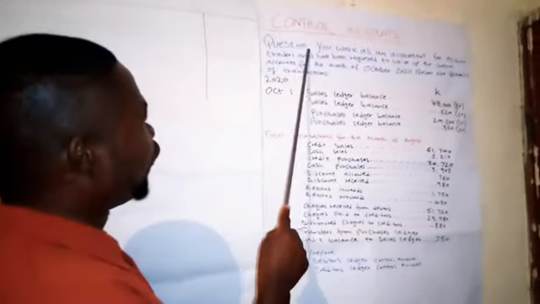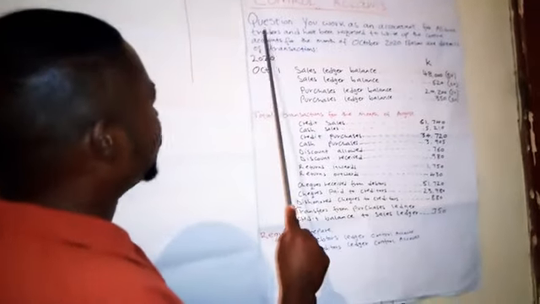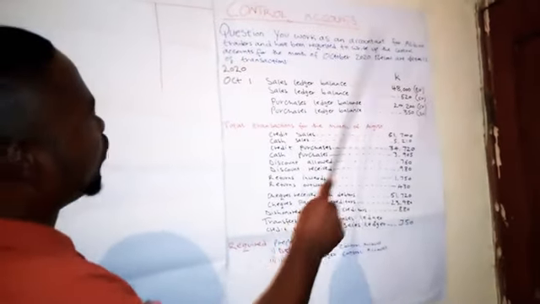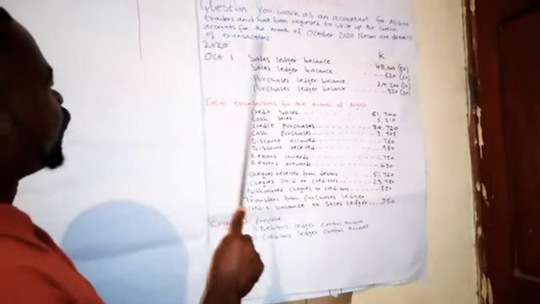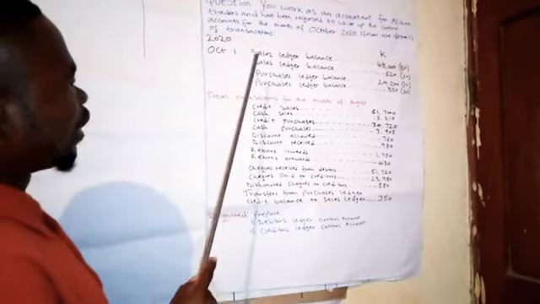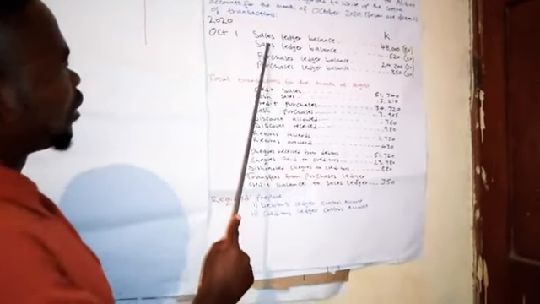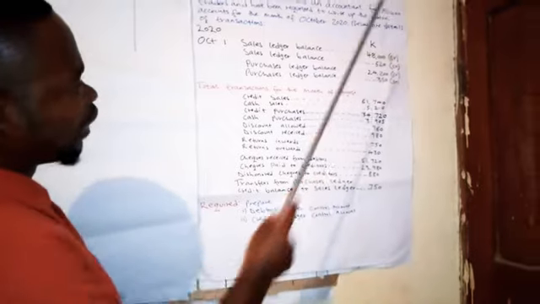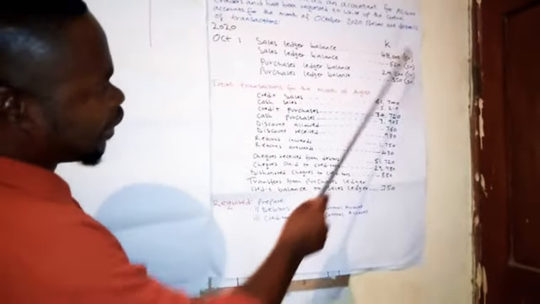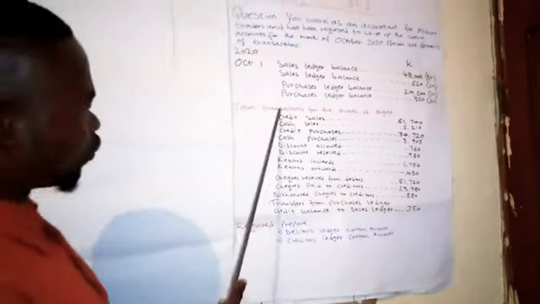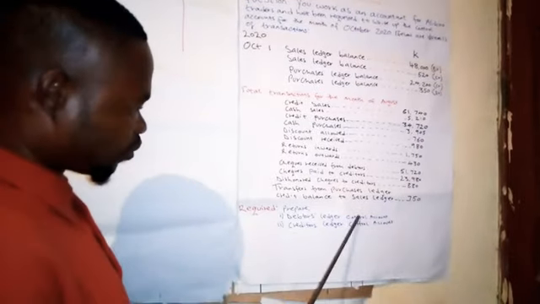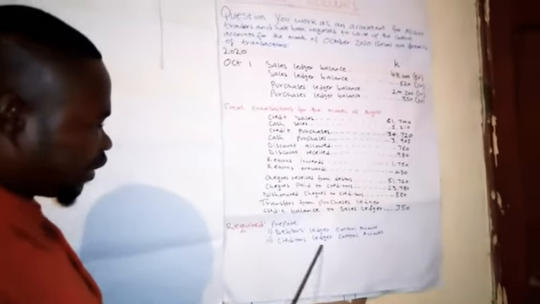Okay, so our question for control accounts reads: you work as an accountant for Albu Traders and have been requested to write up the control accounts for the month of October 2020. Below are details of transactions. So we have 2020 October 1, sales ledger balance there, which is debit, another sales ledger balance on the credit side. Then we also have purchase ledger balance on the credit side, also purchase ledger balance on the debit side, and these are the total transactions for the month. Then the requirement is that we prepare debtors ledger control account, and secondly we prepare creditors ledger control account.